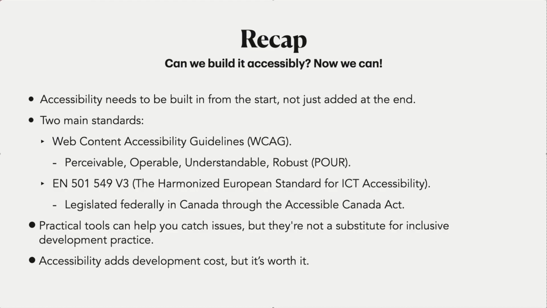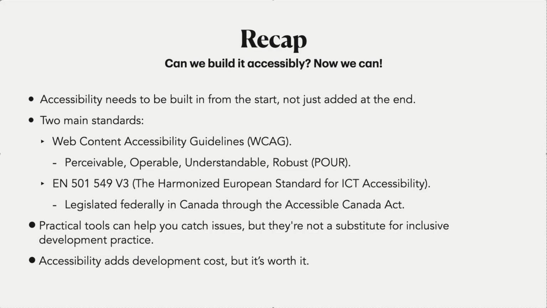Alright, let's wrap up with some key takeaways. Accessibility is about ensuring your software is equally available to users with disabilities or other barriers to use. It needs to be built in from the start, not just added at the end. The two main standards are WCAG and EN 301-549v3. WCAG is your primary reference for web development, organized around the four POUR principles: perceivable, operable, understandable, and robust. EN 301-549 incorporates WCAG and extends it to cover native applications, operating systems, kiosks, and authoring tools, and defines how systems must interact with assistive technology.